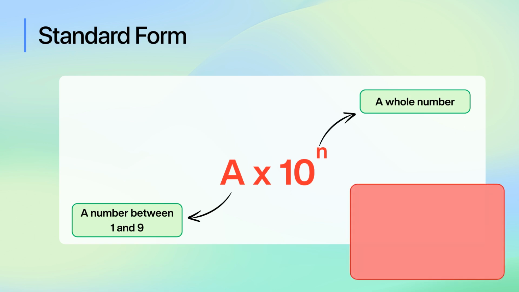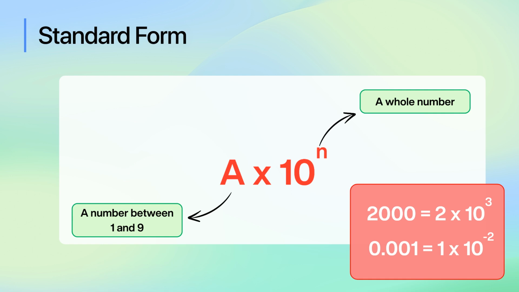For example, 2000 in standard form is written as 2 multiplied by 10 to the power of 3. Similarly, 0.01 when written in standard form is equal to 1 multiplied by 10 to the power of negative 2.